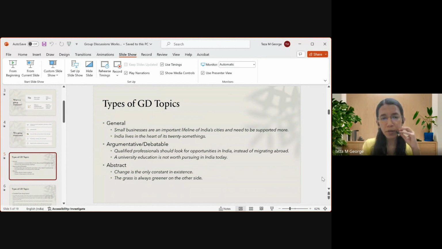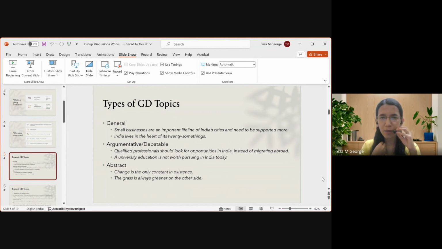Some topics, on the other hand, are argumentative in nature. Argumentative topics are those topics which are debatable. You can take a side and you can argue your case. Just as you take one side, always remember that another person might take another side.